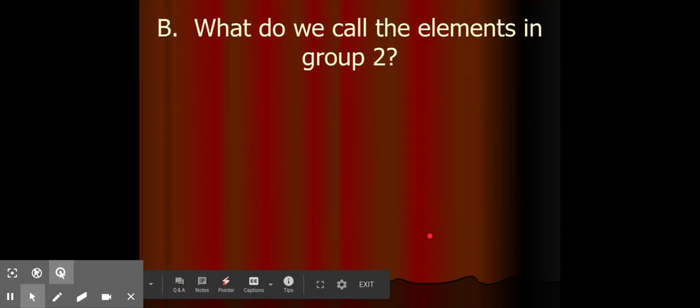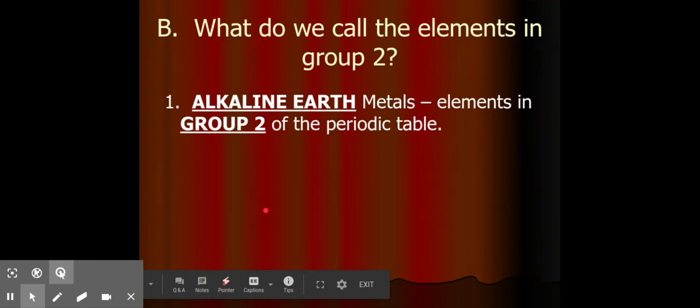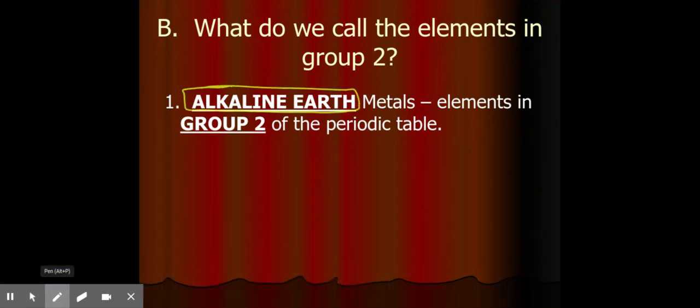Our second question is going to move right on to the next group, which is our group 2 elements. Now these are not as exciting as group 1, but hopefully today you'll see a demonstration with magnesium that shows you that they do have some interesting qualities. We call these the alkaline earth metals. And again, this is something that you are going to want to highlight or underline. Alkali, alkaline earth metals.